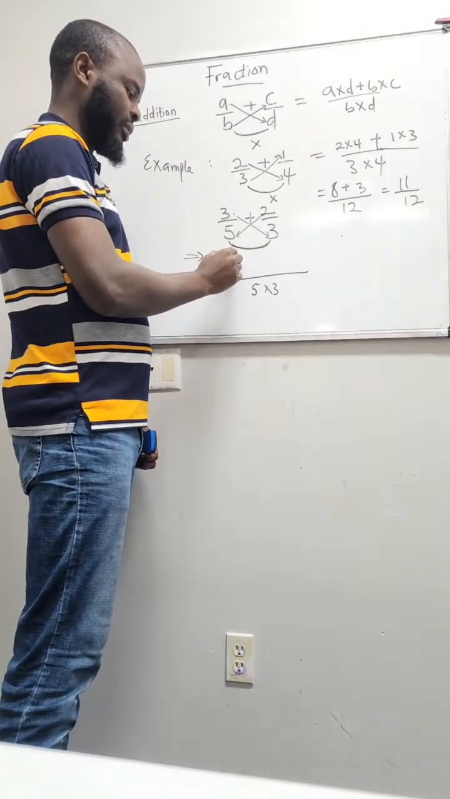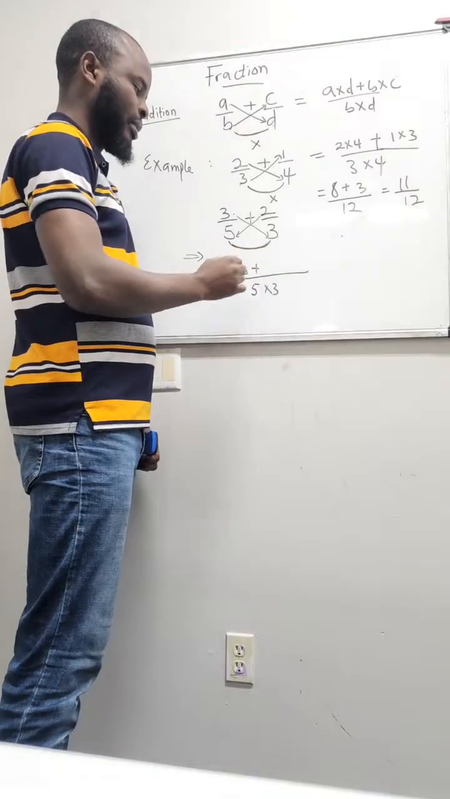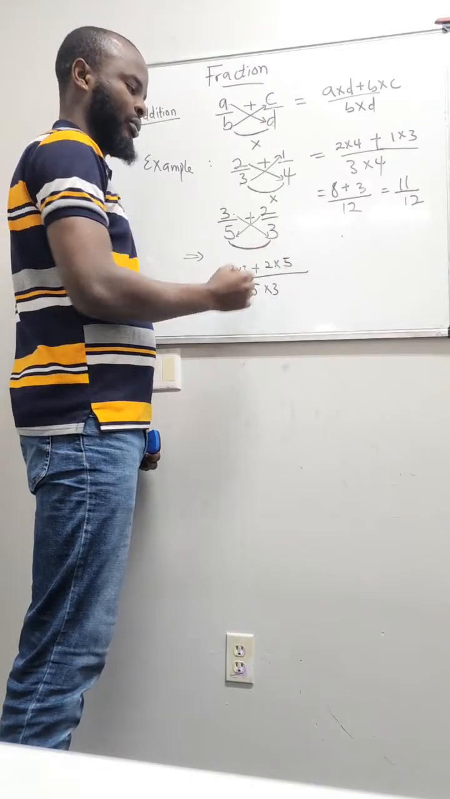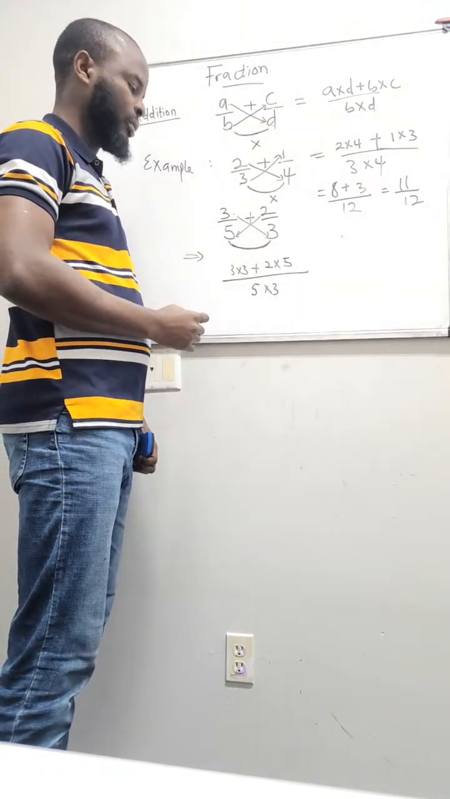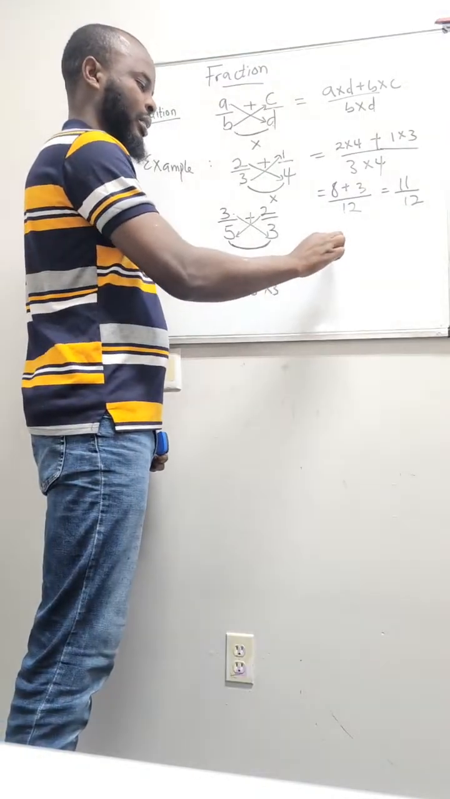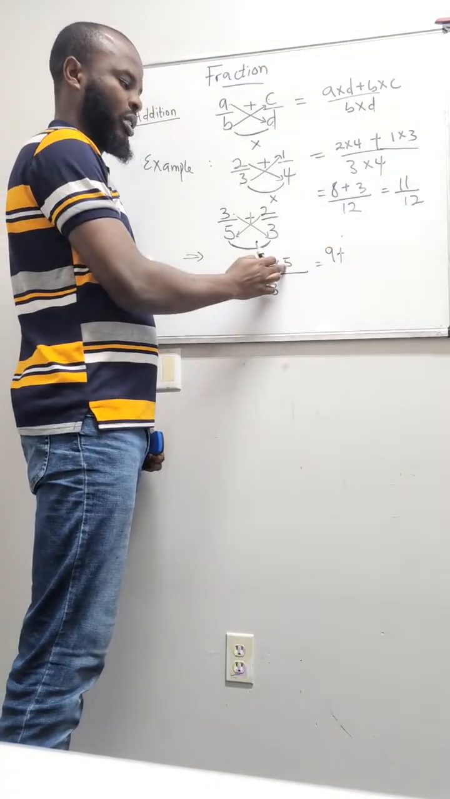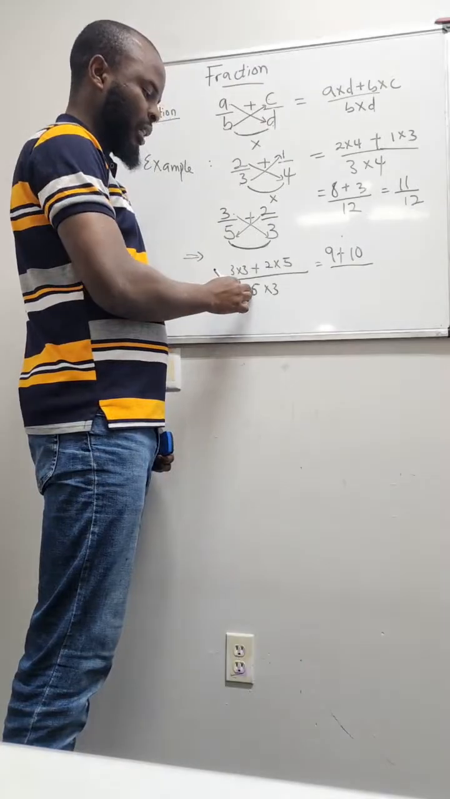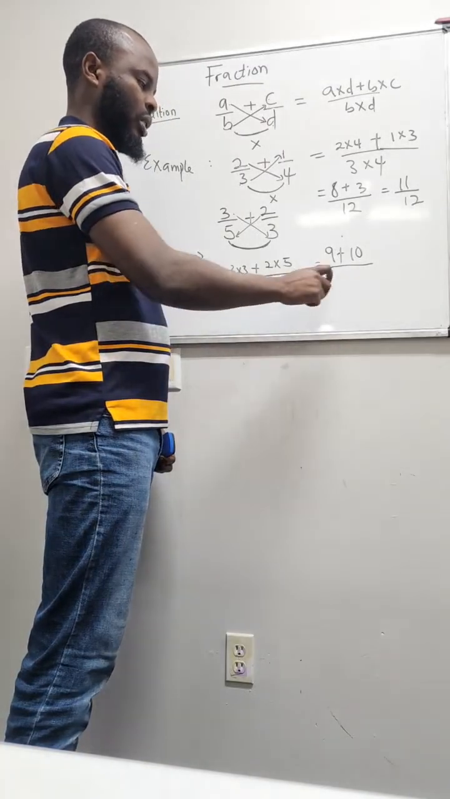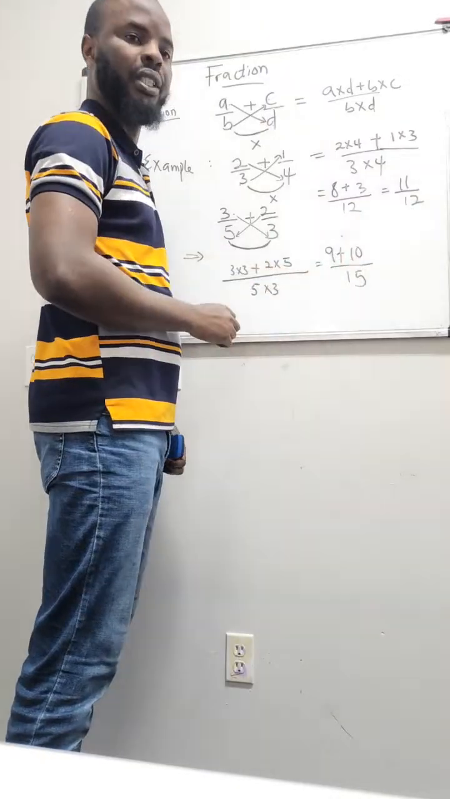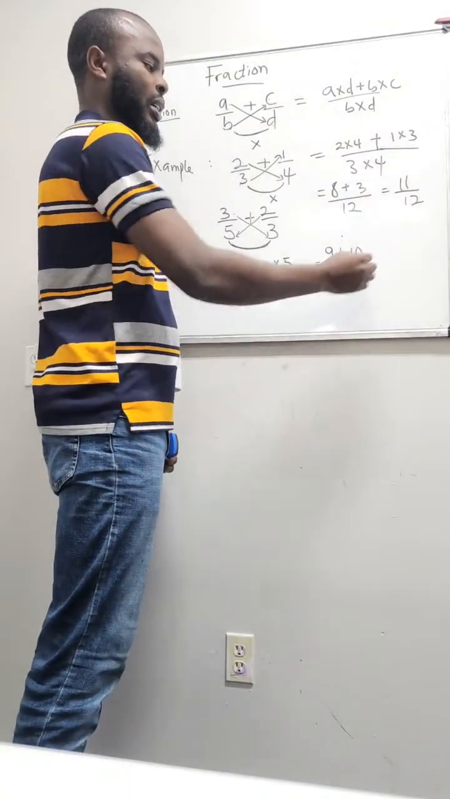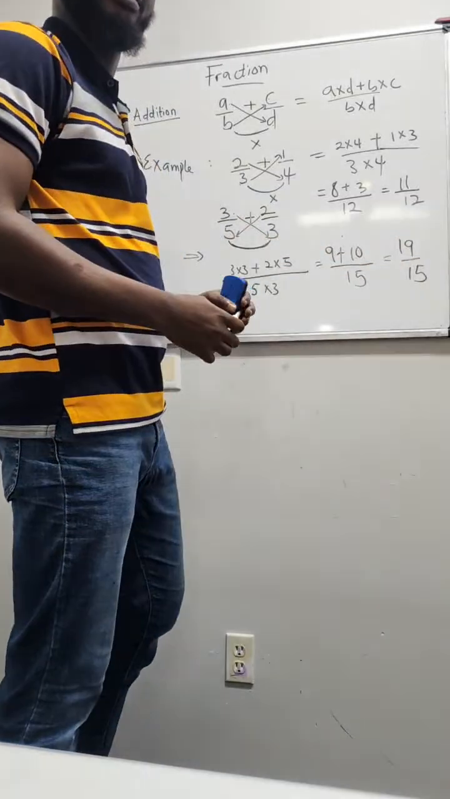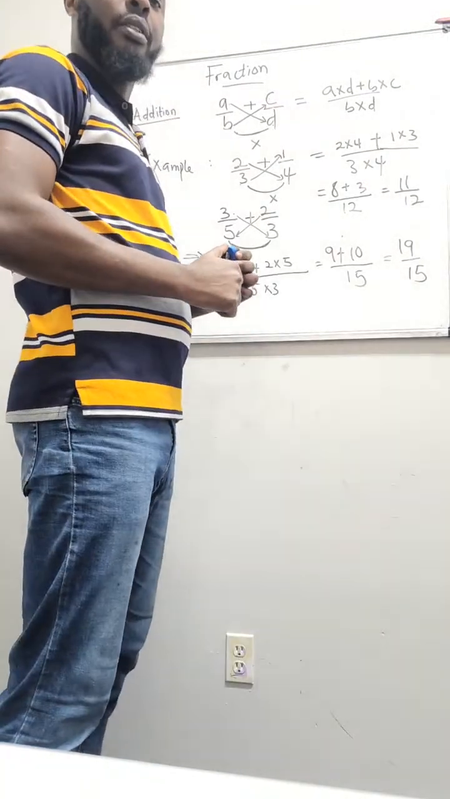3 multiplying 3 plus 2 multiplying 5. 3 multiplying 3 is 9 plus 2 multiplying 5 is 10. Dividing this by 5 multiplied by 3, which is what? 15. And you can add the numerators together. We have 19 over 15. This is what you got.